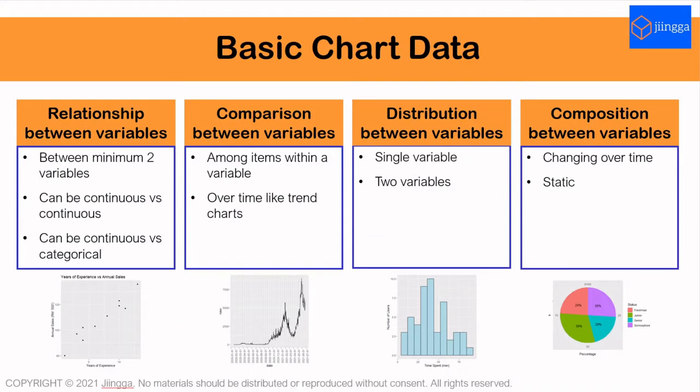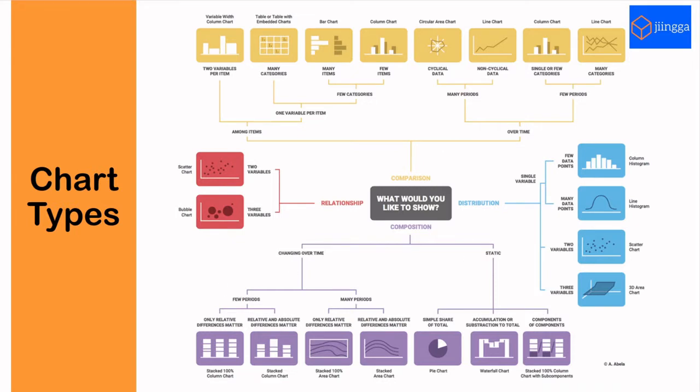Another usage of chart is to illustrate the composition between variables. Where the chart may be static, then we can use pie chart or bar chart to show, or may be changing over time. This diagram here visualizes the hierarchy of chart choices by answering the question, what would you like to show? This is for our references as of now. To do better visualization, we need not only knowledge, but also critical thinking. In this course, we will introduce three basic chart types.